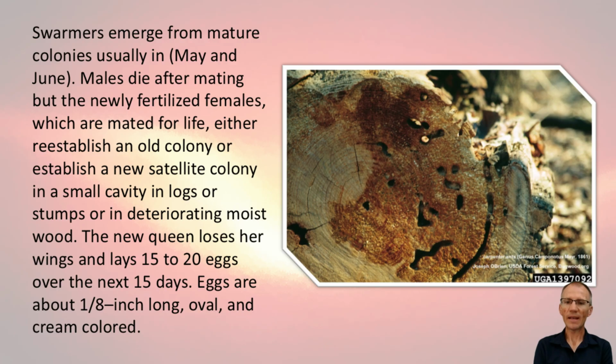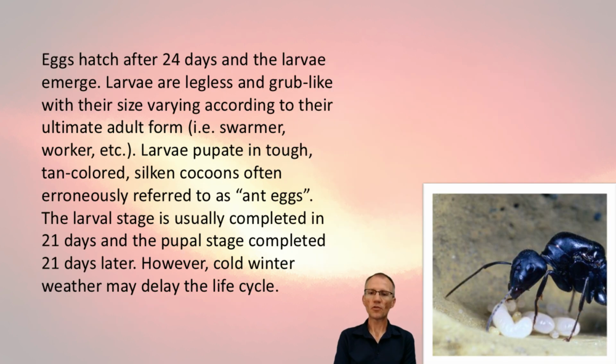Males die after mating, but newly fertilized females, which are mated for life, either re-establish an old colony or establish a new satellite colony in a small cavity in logs or stumps or in deteriorating moist wood. The new queen loses her wings and lays 15 to 20 eggs over the next 15 days. Eggs are about 1/8 inch long, oval, and cream colored. Eggs hatch after 24 days and the larvae emerge.